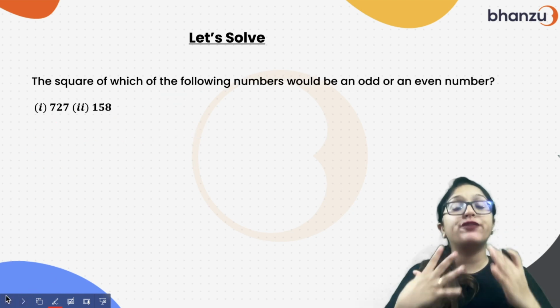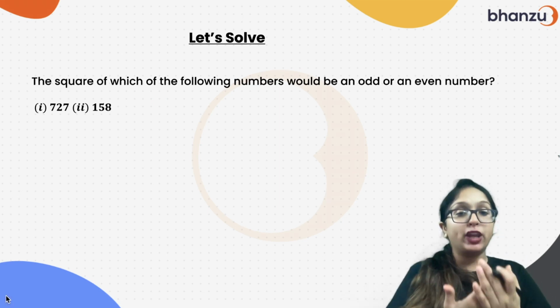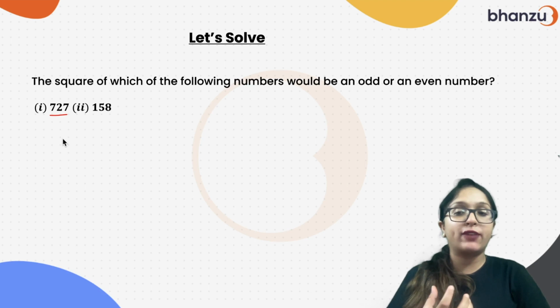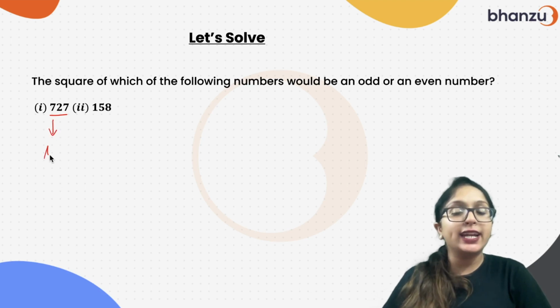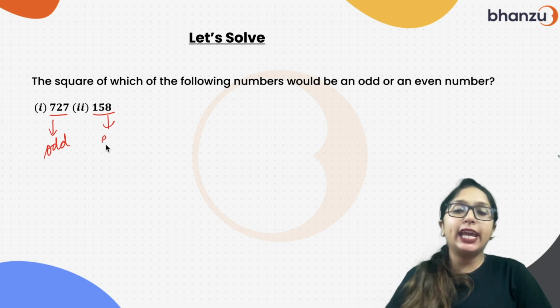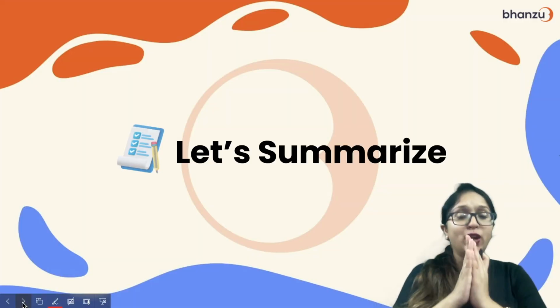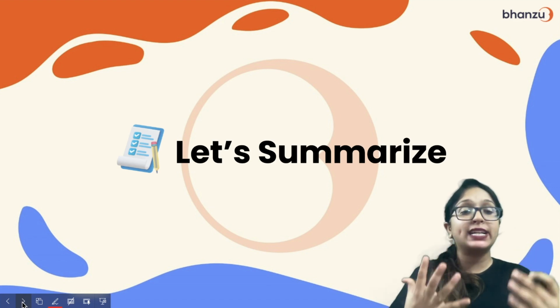It says the square of which of the following numbers would be an odd or an even number? Now this is an odd number, so its square will also be odd, right? And here this is an even number, so its square will be even. Is that clear? This was a very easy question, and I hope you understood everything.